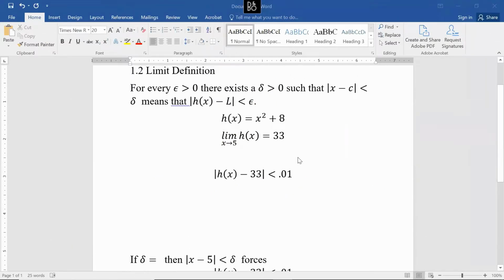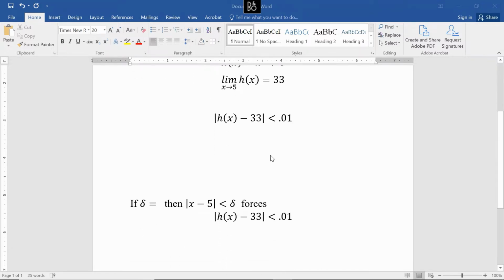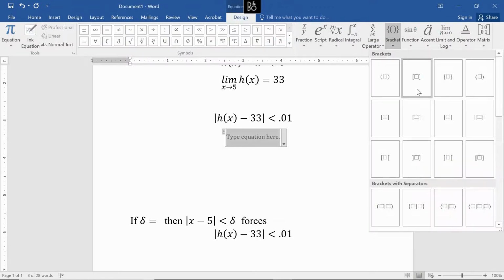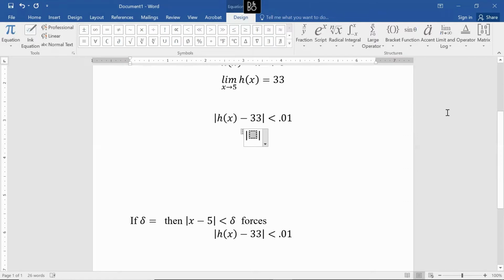So I've sort of preset this up here. We have our function x squared plus 8. You know the limit when x goes to 5 is 33. So we say, well, we want our output minus 33 in absolute value to be less than 0.01. So we just replace that output with x squared plus 8.